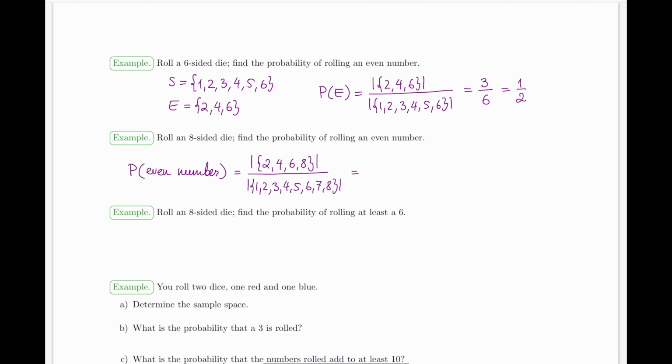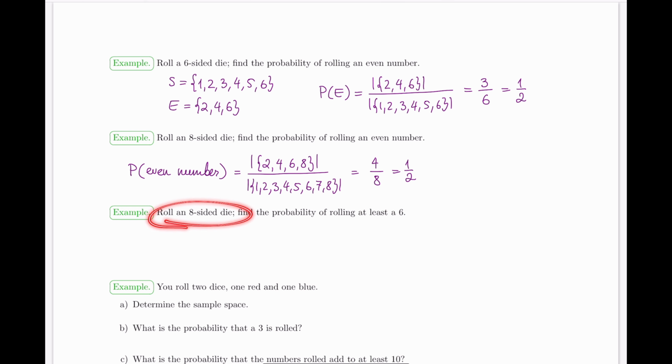So here's what I have. The number in my event here is 4. The number of all the possible outcomes is 8. So overall I have 4/8, or again, if I simplify, it's also going to simplify to be 1/2. Okay, let's take a look at the next one.